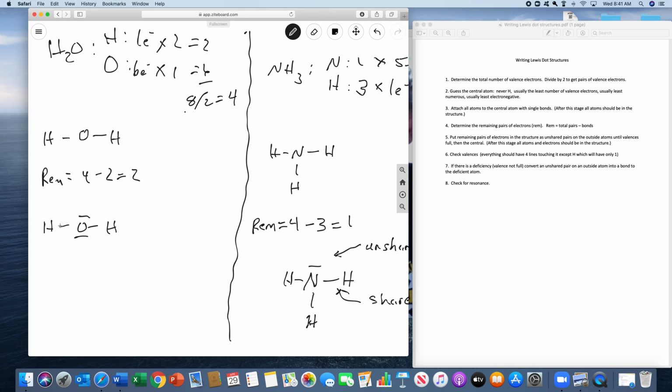Okay. Now we check the valences. Step 6, 1, 1 for the hydrogens, 1, 2, 3, 4 for the oxygen. So that's the Lewis dot structure of water. Now water is not linear like this. It's bent. We'll talk about that in the next little unit. All right, I'm going to stop the video here just because I want to keep them not too long, and I'll start the next one, pick up here.